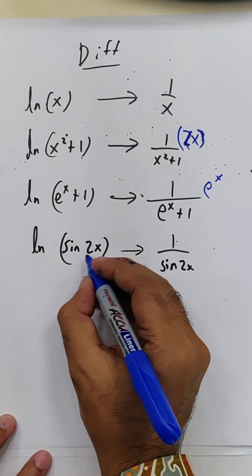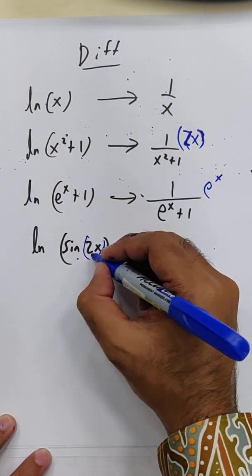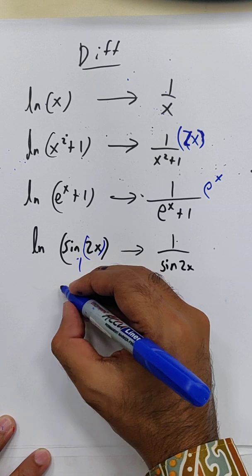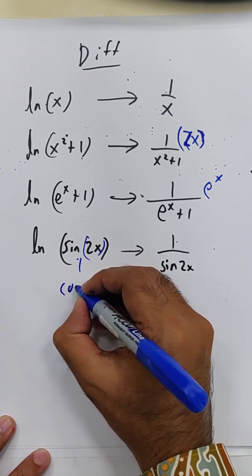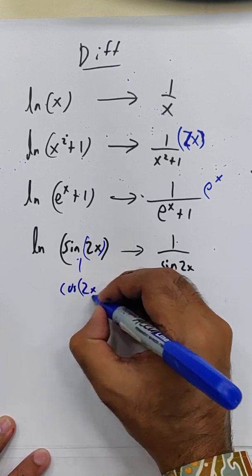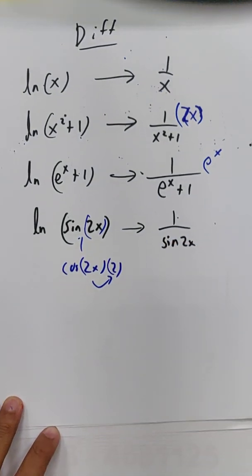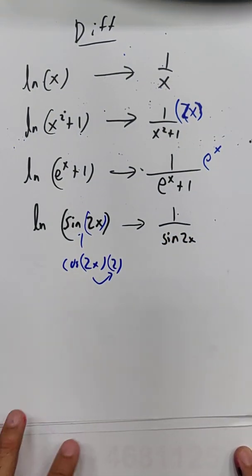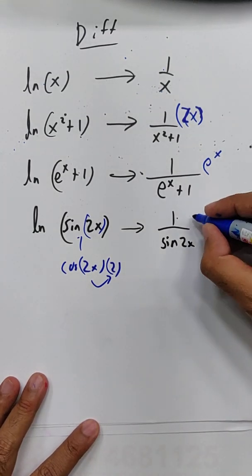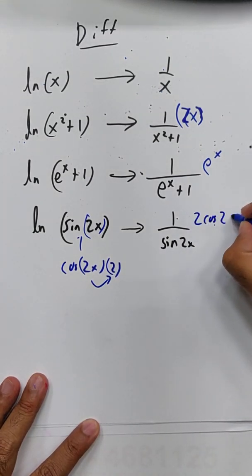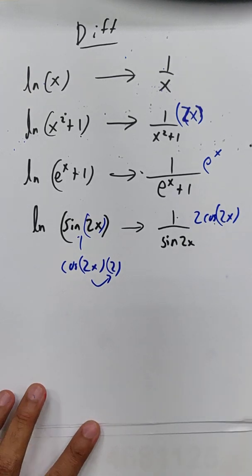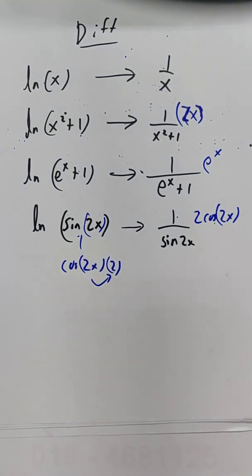Well, if you forgot about it, remember, firstly we differentiate the sine, and then we copy back, and then we differentiate this one. Okay? So you got yourself 2 cos 2x. That's differentiation. Easy.